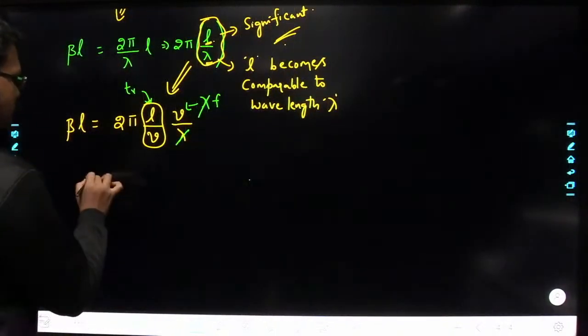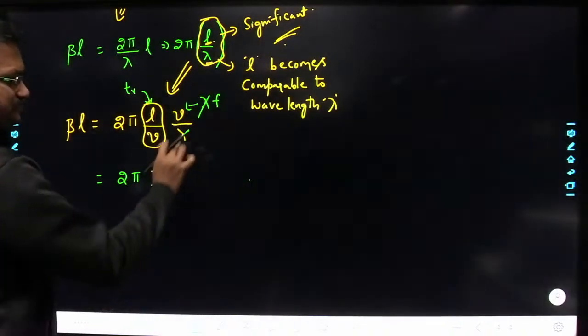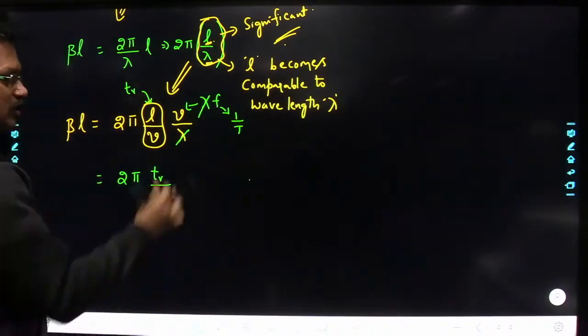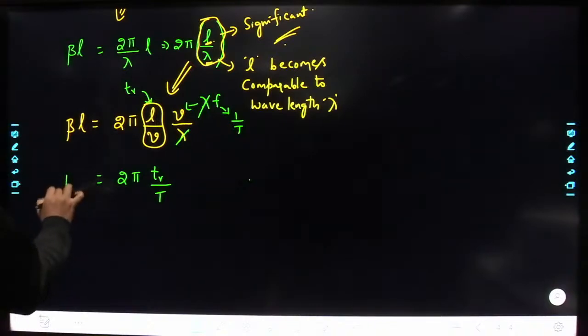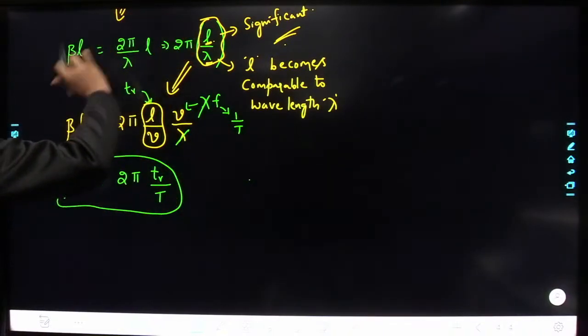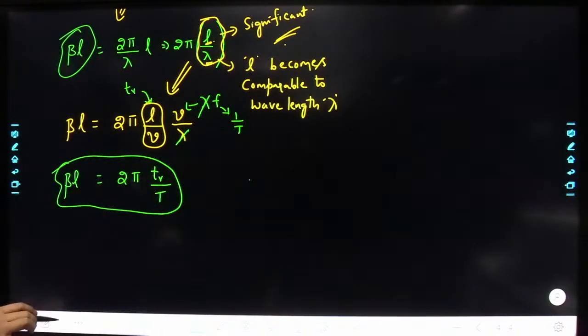So I can write the same thing as 2 pi into TR divided by T, because F is nothing but 1 by T. Replace F with 1 by T, and you are going to get TR by T. So here you can represent beta L in terms of 2 pi into L by lambda, or in terms of the TR by T ratio. Understood?